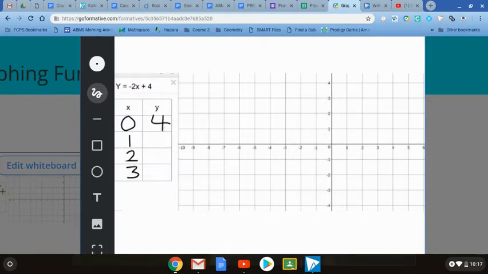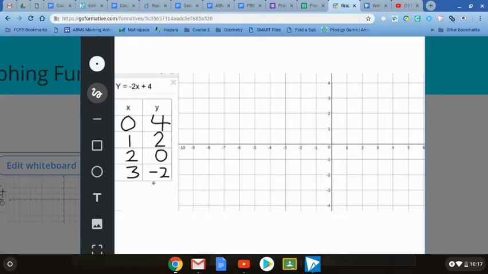So we'll go ahead and fill in the chart the same way. Negative 2 times 1 is negative 2 plus 4 is positive 2. And again, you can use a calculator to check my numbers. So if you're not sure where I'm getting them, just use the calculator. So the next one, negative 2 times 2 is negative 4 plus 4 is 0. Negative 2 times 3 is negative 6 plus 4 is negative 2.